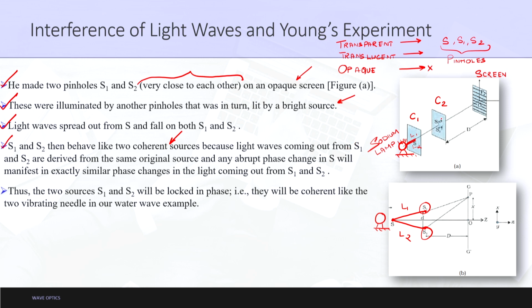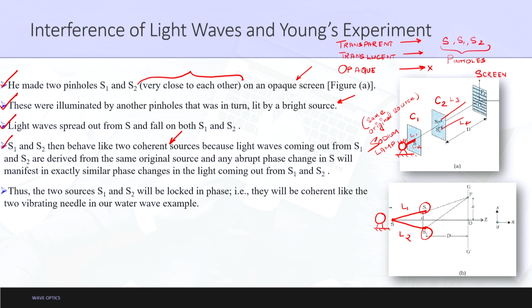So S1 and S2 behave like two coherent sources because the light waves coming out of S1 and S2, let us say denoted by L3 and L4, a single ray of line each, though there will be infinite light rays coming from these sources, are derived from the same original source. So this is the same original source being talked about.